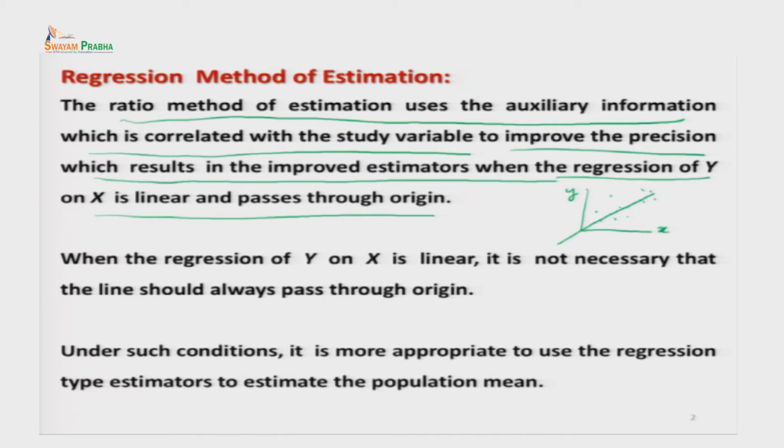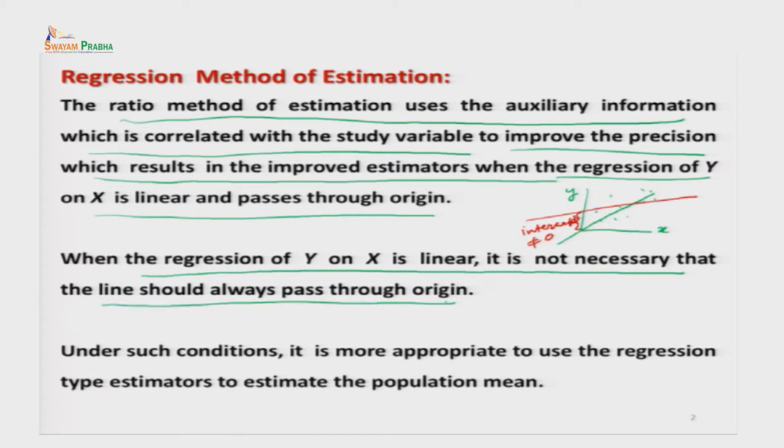Now there is another question. Suppose the regression line is not passing through the origin, but somewhere else like this, where the intercept term is not equal to 0. Now what to do? Because the regression line of y on x may not always pass through the origin, right? Under such a condition, it is more appropriate to use the regression type estimator to estimate the population mean. Right. So now there is a rule for you to decide between the two methods of estimation, which one you would like to choose.